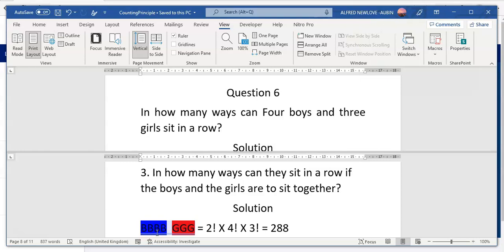Alright. If one space is used, the other one is going to remain with 1. So it's going to be 2 factorial. And these boys, they are 4. 1, 2, 3, 4. So that's going to be 4 factorial.